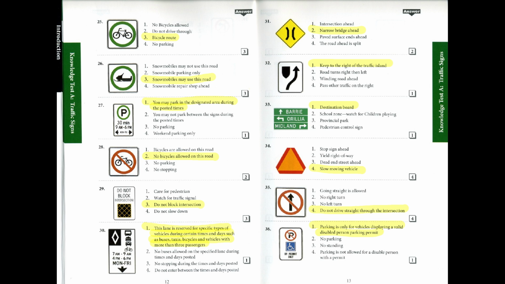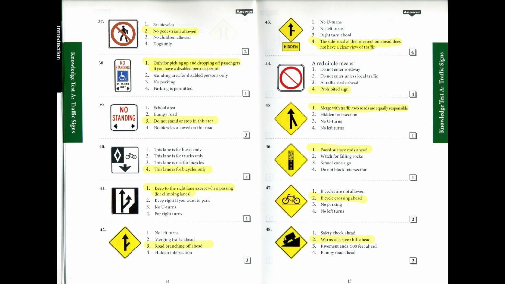Number 36. Parking is only for vehicles displaying a valid disabled person parking permit. Number 37. No pedestrians allowed. Number 38. This sign is only for picking up and dropping off passengers if you have a disabled person's permit. Number 39. Do not stand or stop in this area. Number 40. This lane is for bicycles only.